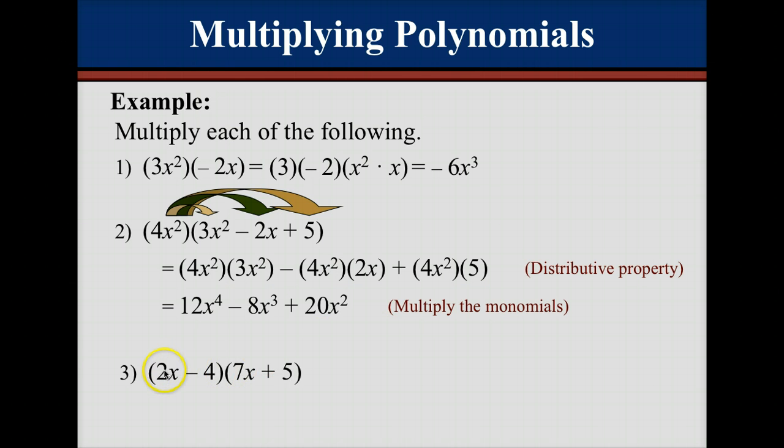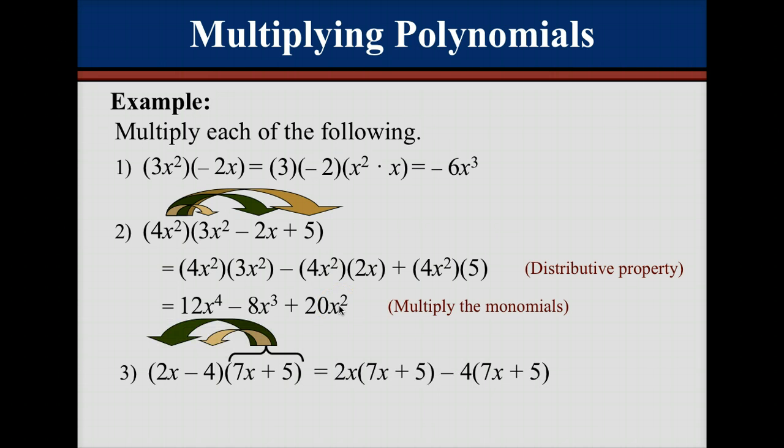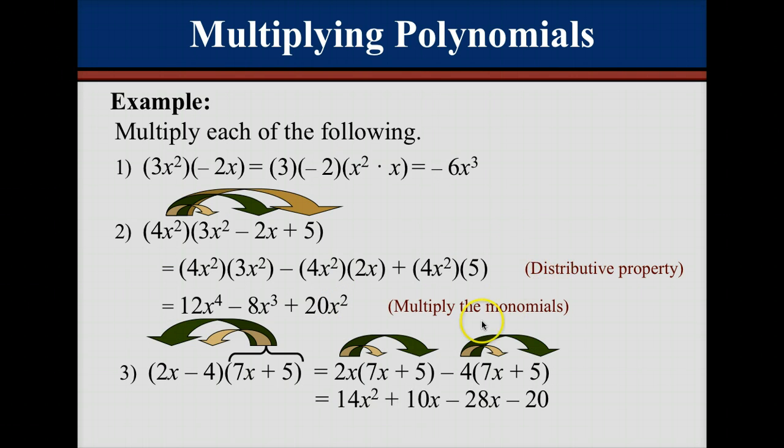This one we're going to multiply 2x times 7x and 5, and negative 4 times 7x and 5. Then we're going to distribute, so we'll have 14x squared plus 10x minus 28x minus 20. Notice we've got some like terms here. 10x minus 28x is going to give us negative 18x.